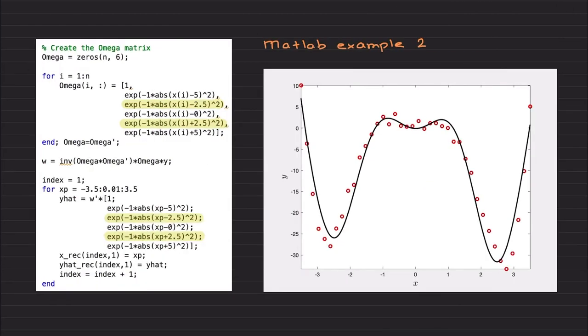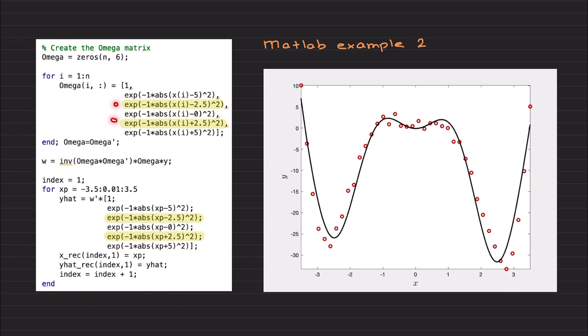In the second MATLAB example, I am including 2 more radial basis functions, one at -2.5 and the other at 2.5, which will appear in here, right? Previously, I only had these 3 ones. Now I added 2 more that are exactly between -5 and 0 and 0 and 5, okay? In this case, this is actually a good fit. I can stop in here.